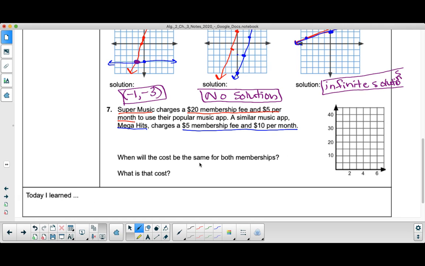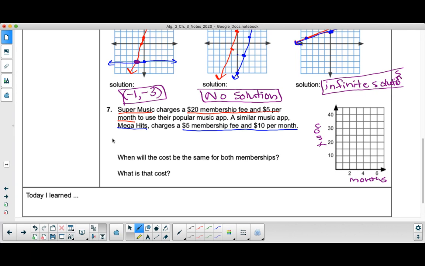So first let's see what we're comparing here. We're comparing number of months, number of months being a part of that membership. So we are comparing months to cost, months to cost of that membership. All right, so let's write equations for each of these, and then we should be able to compare the two.